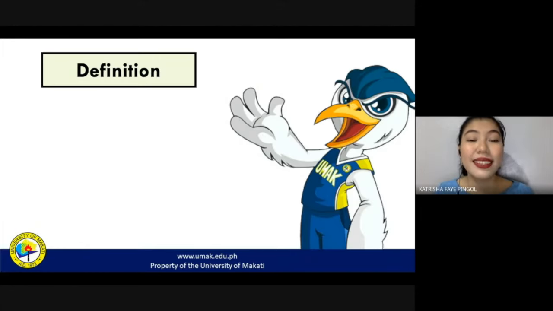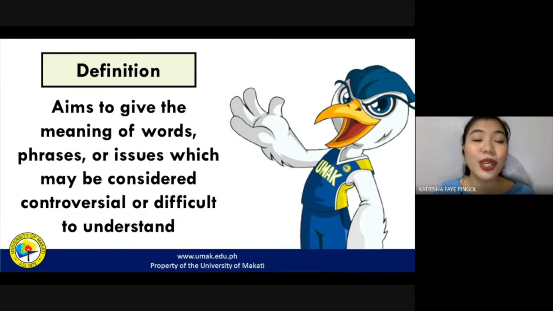The next type of informative speech is what we refer to as the definition speech. Definition, by the term itself, you are simply defining something. You are giving meaning to words, phrases, or even an issue which may be considered controversial or difficult to understand. You are simply giving meaning to what it is that you want to talk about.